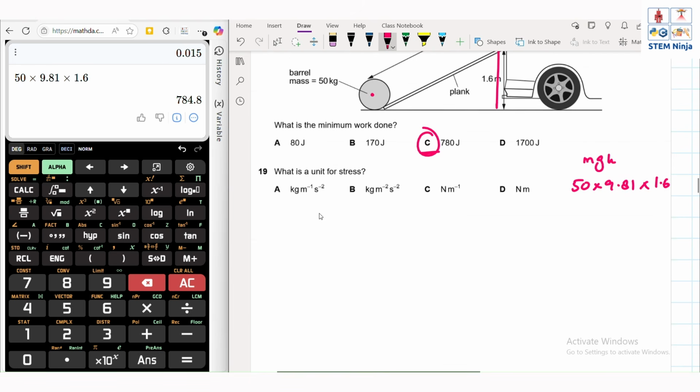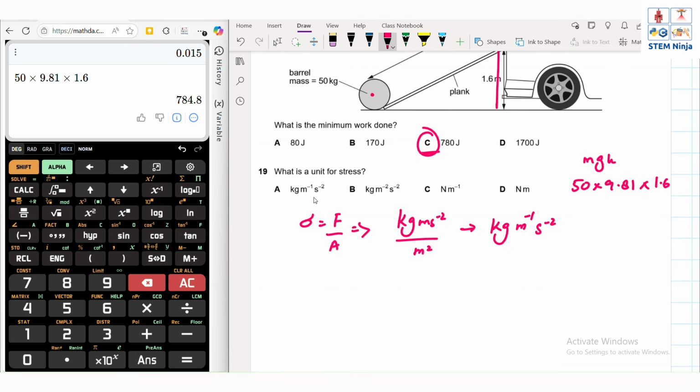What is the unit for stress? The unit for stress is basically force over area. Force is kg meter per second squared and area is meter squared. So this becomes kg meter to the power of minus 1, second to the power of minus 2. So option A.